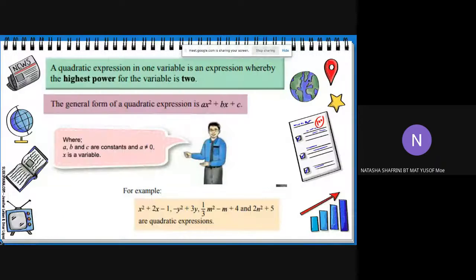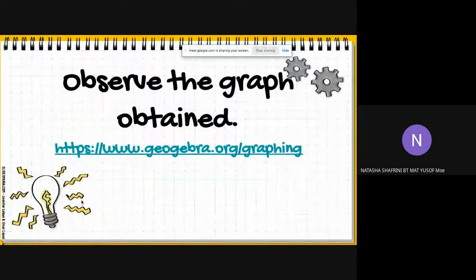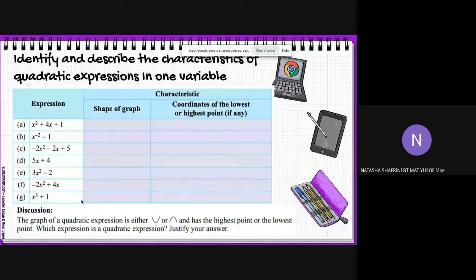Okay. Mana cikgu punya ni? Tak jumpa dah mouse.